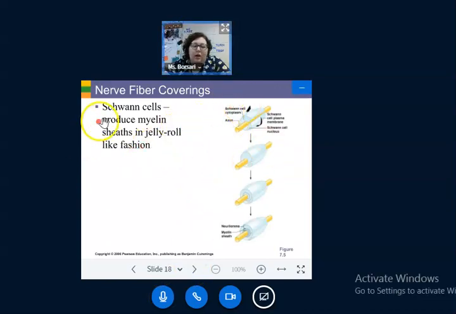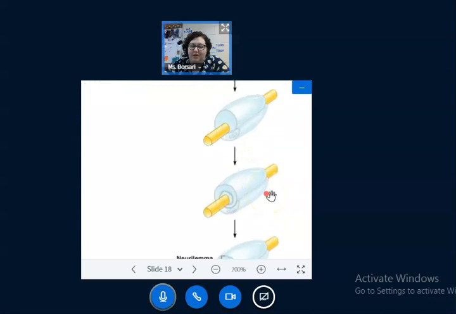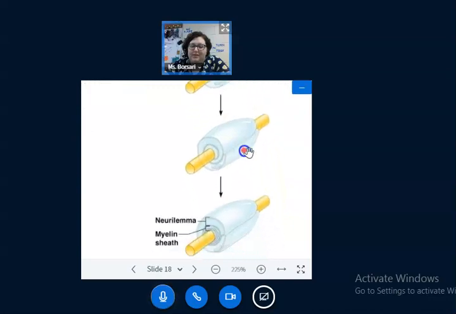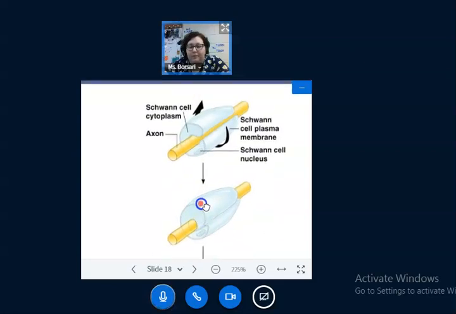Again, as we look at the basic structure of our neuron, we would see what reminded me of those really puffy jackets. Those are the myelin sheaths. In the peripheral nervous system, this is produced by the Schwann cells. And it's done in this jelly roll fashion, which I think is funny. Basically it rolls up around the neuron.